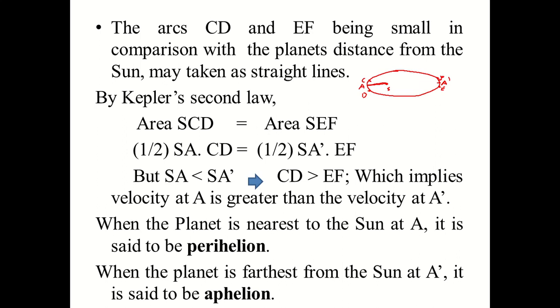Now when compared to the distance SA, CD is very small, so this can be considered a straight line. If CD is a straight line, then if you form this, this area can be treated as a triangle. So according to Kepler's second law, the area SCD will be equal to the area SEF, that is, this is the area SEF.